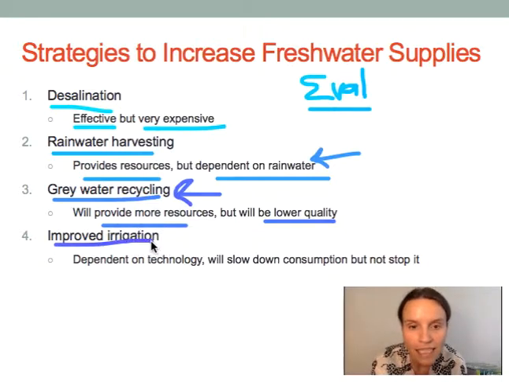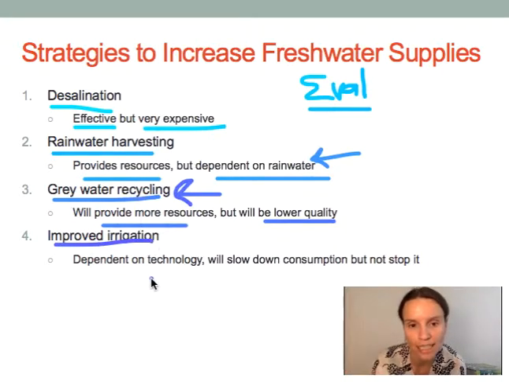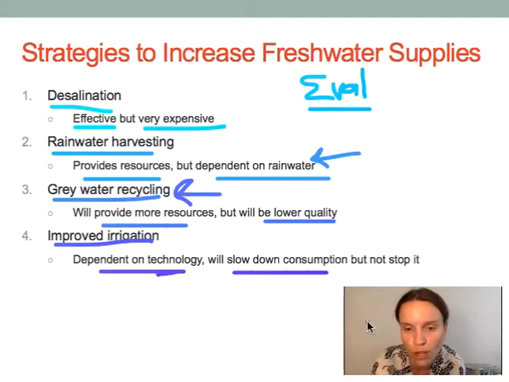The last is improved irrigation, and this is a very technocentric idea. Improved irrigation is dependent on technology, and it can slow down the consumption of water if we make, like, smart pads that only water plants that need it, but it doesn't stop the consumption. As we need to create more and more food for our world population, it is going to be really important to consider irrigation and the water needs of the crops that we're producing.